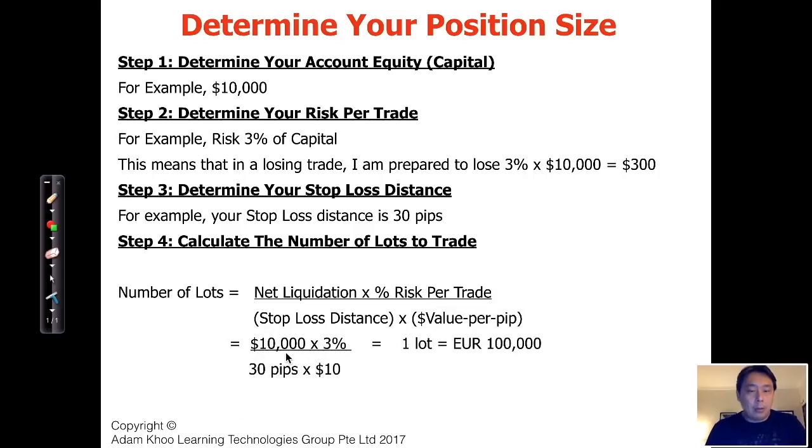So 10,000 multiplied by 3%, that's $300. Divide by 30 pips times $10, 300 divided by 300 is one lot. So one lot is again 100,000 of the base currency. So if it's Euro USD, base currency Euro, we're going to buy 100,000 euros. And if you do that, and your stop loss is at 30 pips, how much is your risk? $300. That's it.